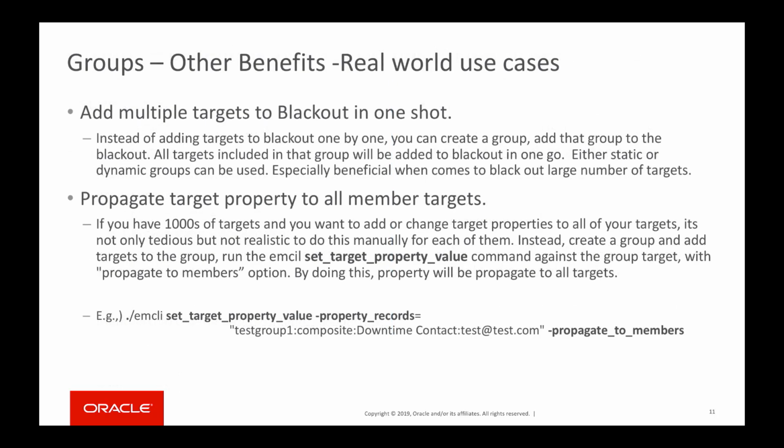Here we have examples of additional benefits of using groups. The first example here is that by using groups, you can put multiple targets into Blackout in one shot instead of adding targets one by one. You can create a group and add that group to a Blackout. All targets included in the group will go into Blackout in one click. Some customers create and maintain a group solely for this purpose so that they can quickly black out hundreds of targets whenever they need to, which is especially useful when it comes to blacking out a large number of targets.